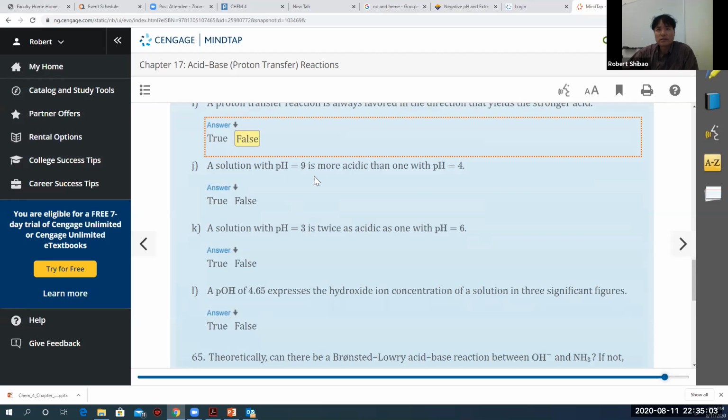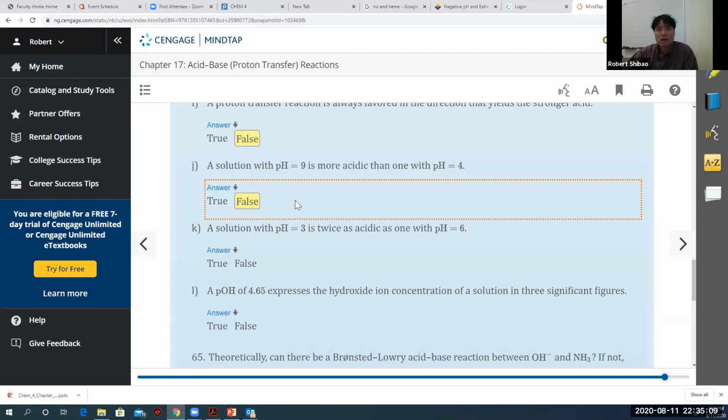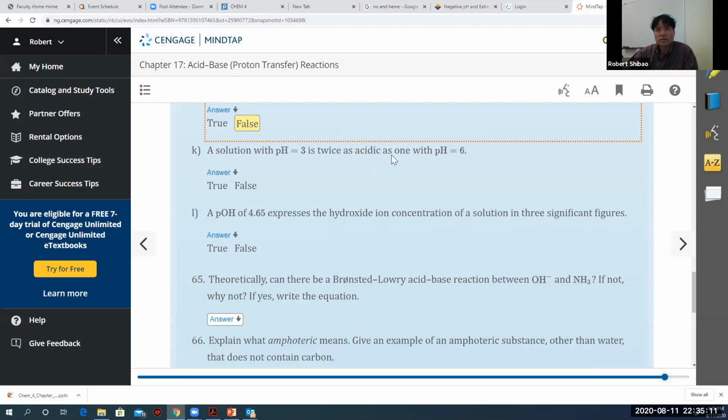A solution with a pH 9 is more acidic than one with a pH 4. No, it's more basic. False. A solution with a pH 3 is twice as acidic as one with pH 6. No, there are 3 orders of magnitude. The difference between a pH 3 and a pH 6 is 1,000. So this is 1,000 times more acidic, because each unit is a power of 10. These are power functions.